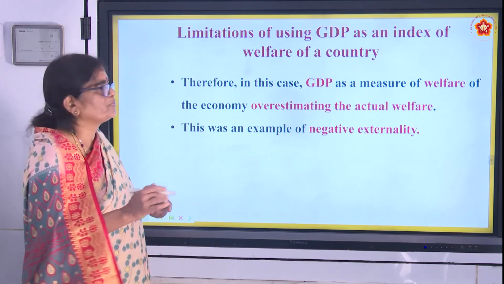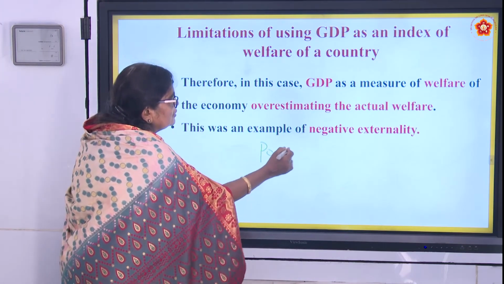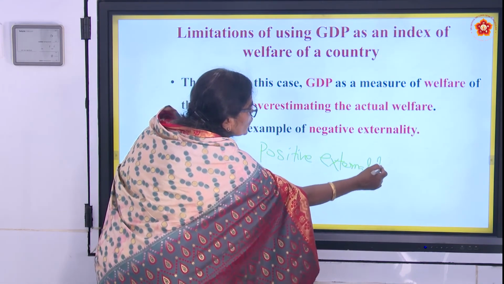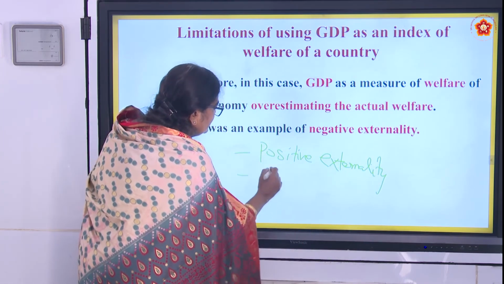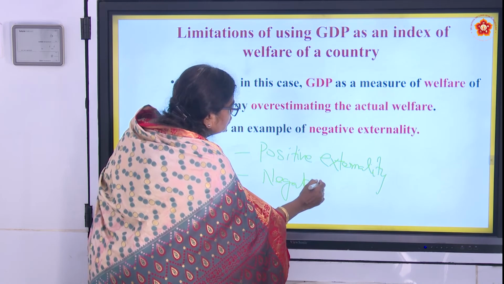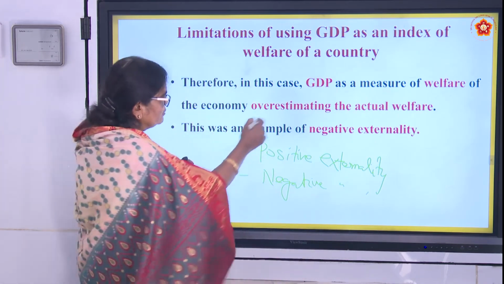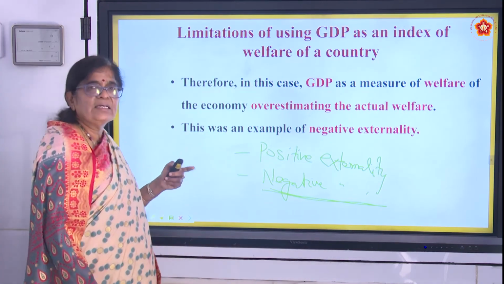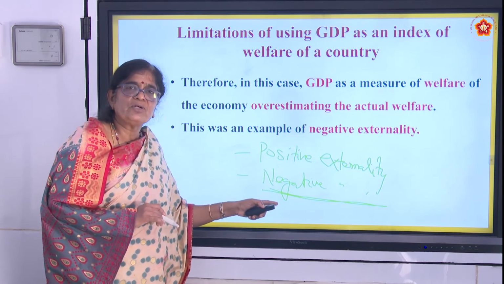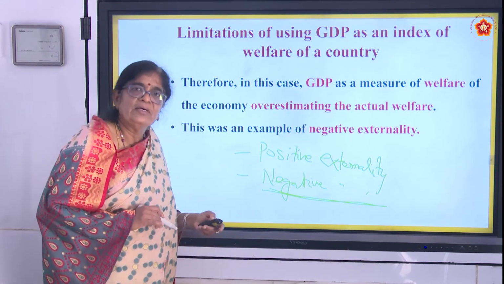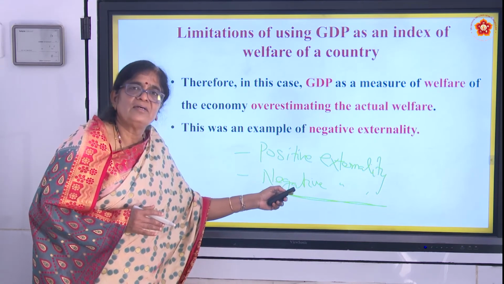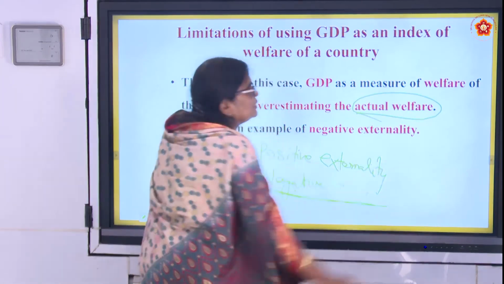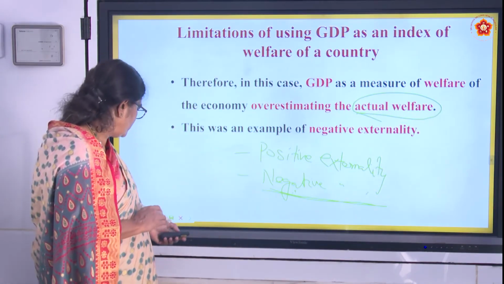There are two types of externality. One is positive externality, the second one is negative externality. But under our syllabus we have studied negative externality. When there is negative externality and you calculate GDP without considering it, what are you doing? You are overestimating the actual welfare. Really, welfare is damaged by this pollution, but it is not considered. Therefore, you are overestimating the welfare of the society, but still the damage is really there.